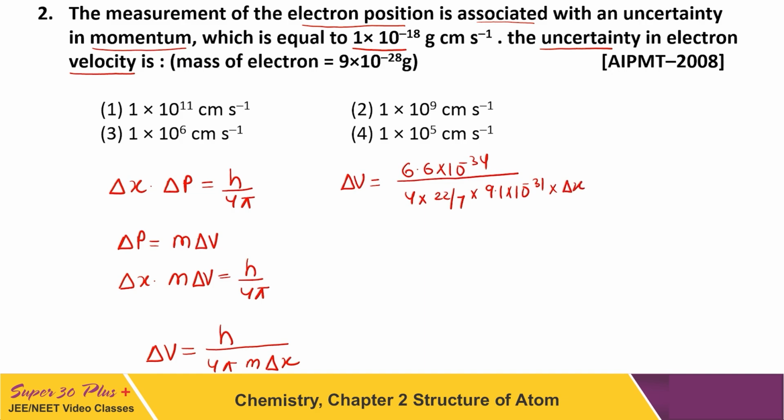After putting these values and solving this equation, you will get delta v approximately equal to 1 into 10 to the power 9 centimeter per second. So your answer will be option number 2.